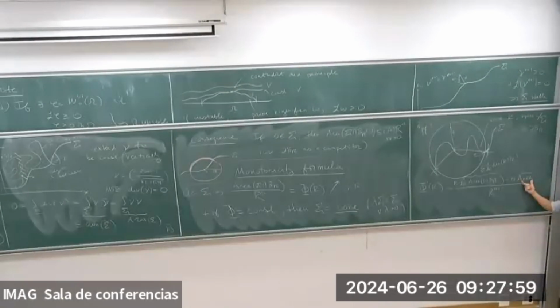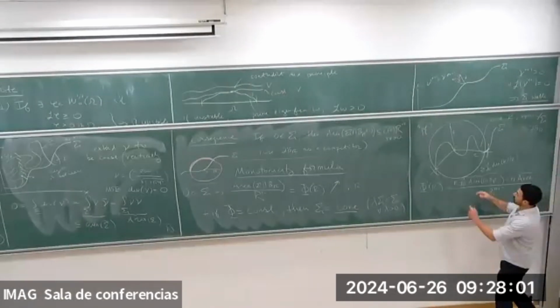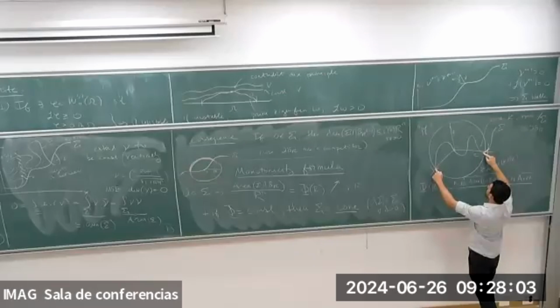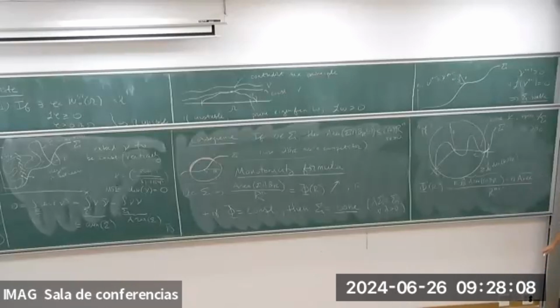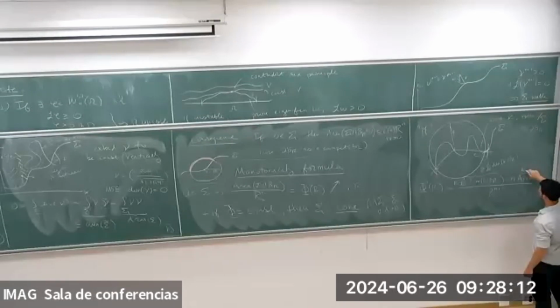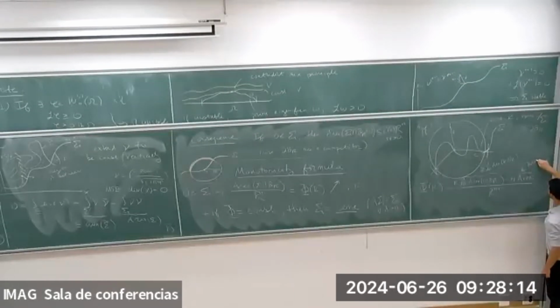And for the second term, notice that the area of K in the ball of radius R has to be smaller than that of sigma, because sigma is a minimizer of the area. This is always going to be smaller than or equal to. Here we just use that sigma is minimizing.